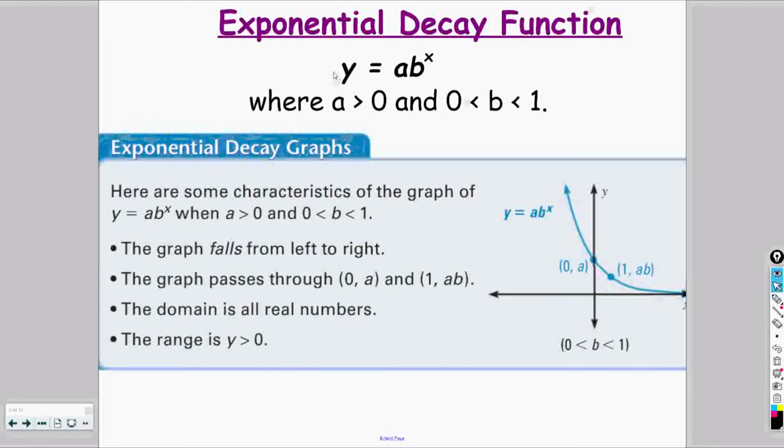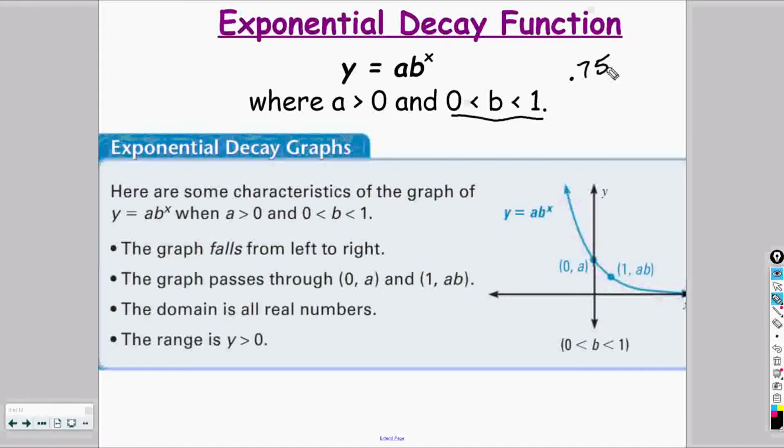So as we know before, y equals a times b to the x power is an exponential function, where a is greater than 0, and for an exponential decay function, what we're going to be talking about is the fact that b would have to be in between 0 and 1. So let's take a value between 0 and 1, like 0.75.